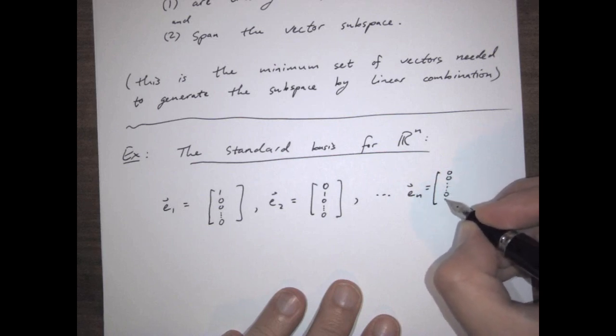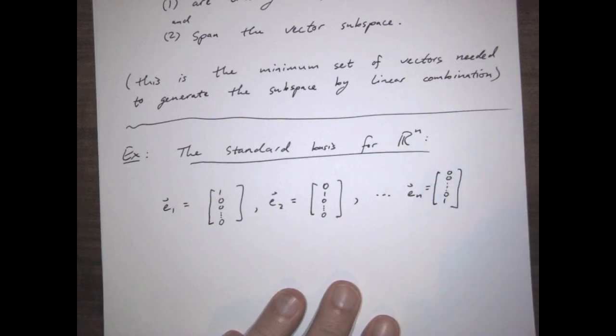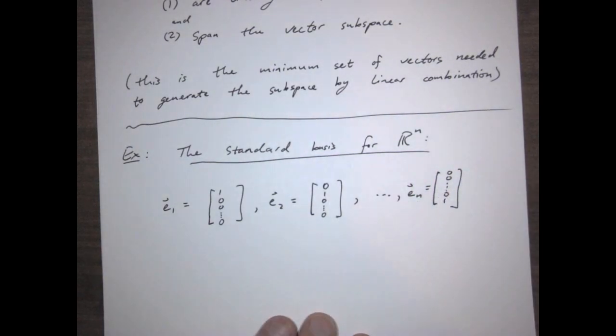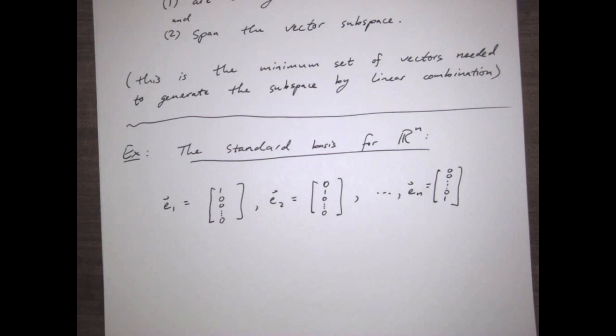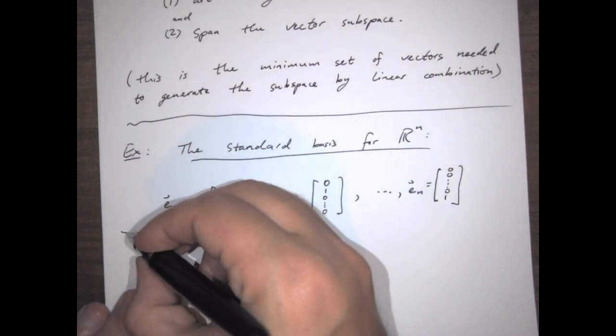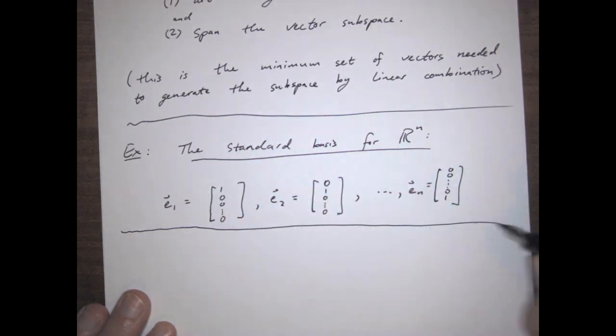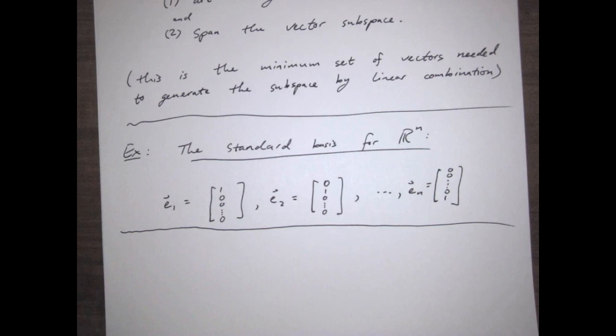Which is zeros all the way down until the last entry, at which point it's 1. So this is a basis for Rn, the standard basis. And in fact, this is in some ways the most universal basis that would be chosen for a vector space. But other bases can exist.